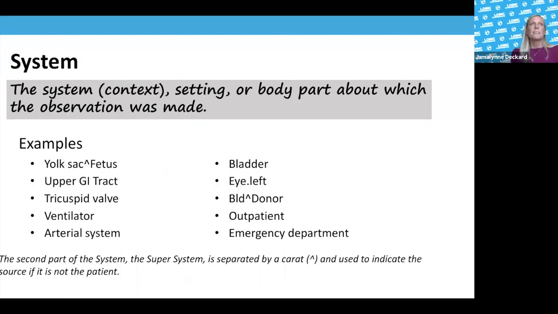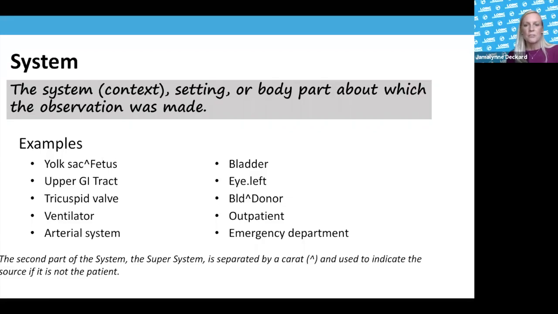Our system is, let's see, we're on the fourth axis, and this represents the specimen or the setting for clinical concepts or clinical notes, things like that. It would be the setting, or a body part for which the observation was made. So in the lab space, or clinical, I guess, with ultrasound, things like that, you could have the yolk sac from a fetus, an upper GI tract. You could be talking about a ventilator. So the result that is messaged or sent is specific about the ventilator. It's not about a patient or any kind of specimen. In that case, the system would be ventilator.